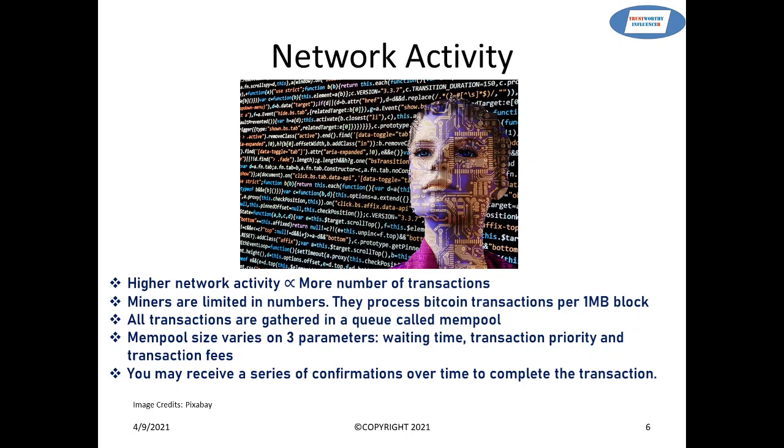So all transactions, as I had mentioned in my previous tutorial, come into a queue which is called a mempool. All the transactions get gathered in the pool, and the size of the mempool actually depends on three factors. One is waiting time, so how much time your transaction is waiting. Another is how important your transaction is, so there's transaction priority. And how much you're paying for that transaction, so transaction fees.